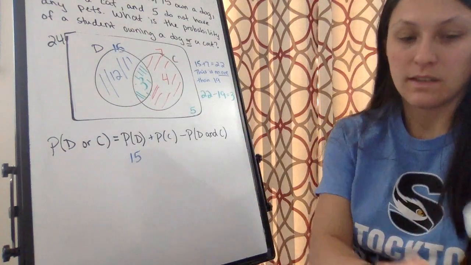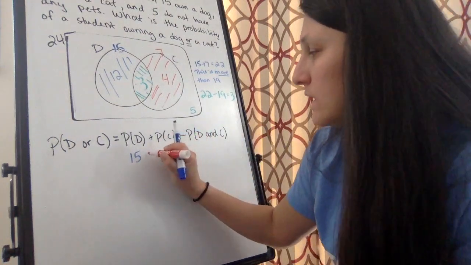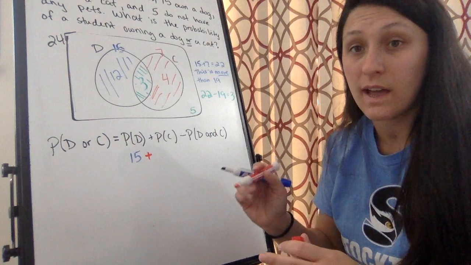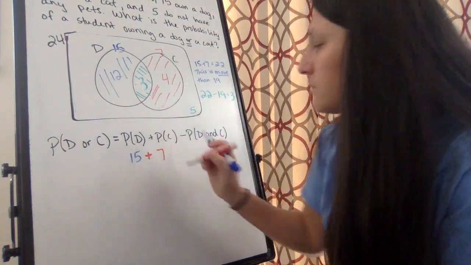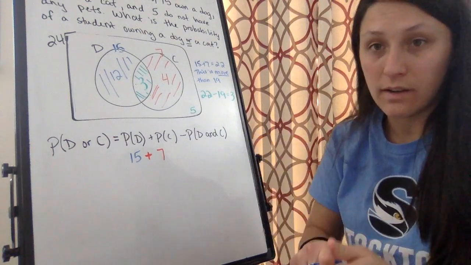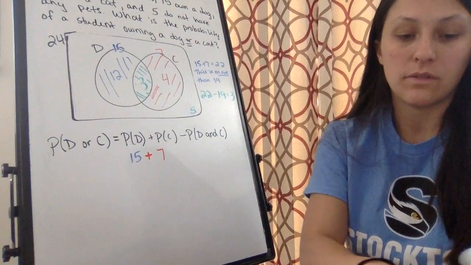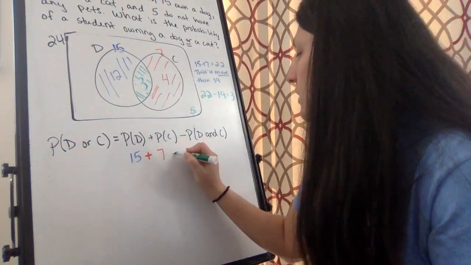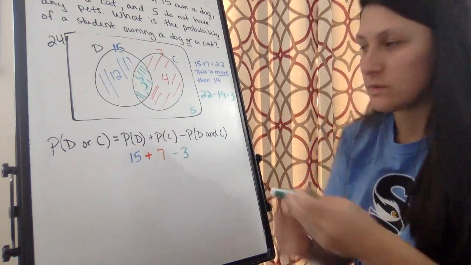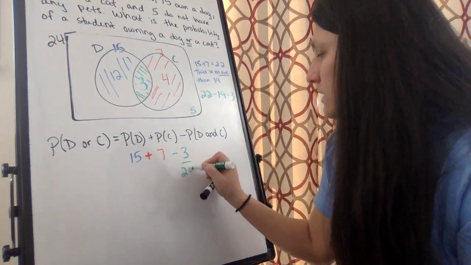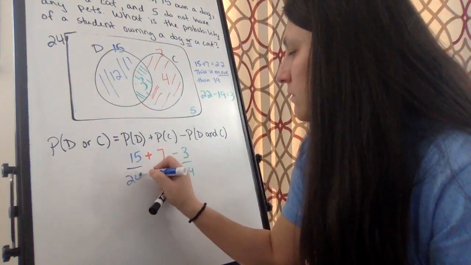Okay, plus if I add to that the people who own a cat, and when you say it like that, it means every person who has a cat, even if they also have a dog. So that would be 7. And then you subtract off the people who we know own both. This should still give you 19. So if we subtract off 3, all of these would be over 24 as well. So let's fix that because we're talking about probabilities here. Okay.